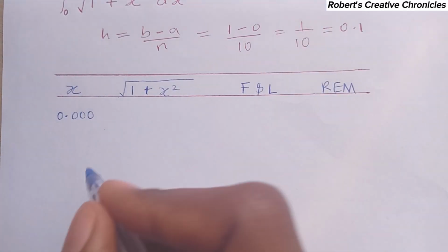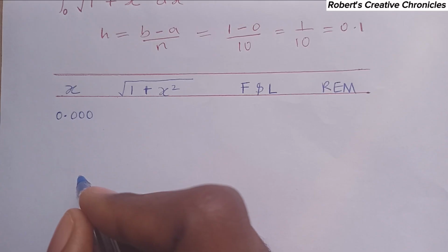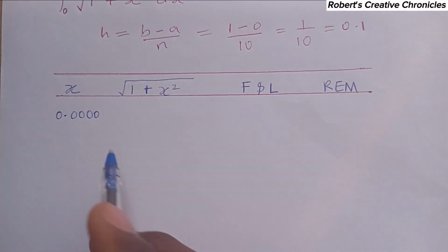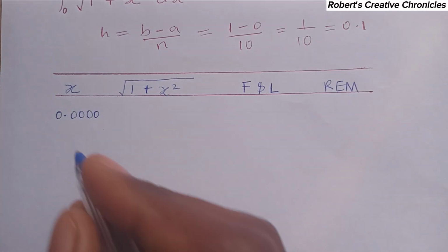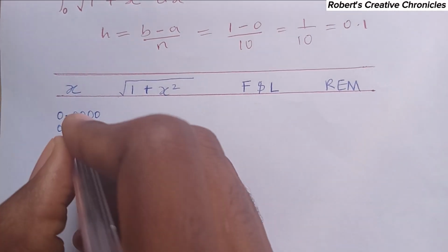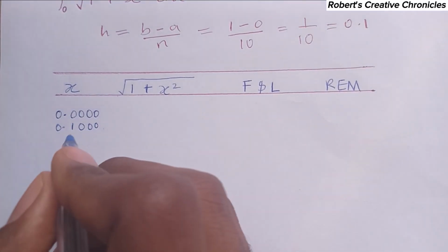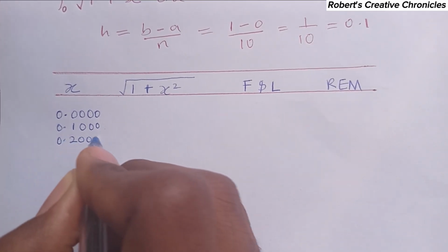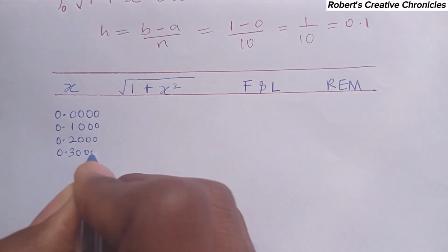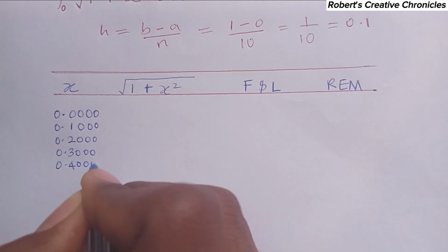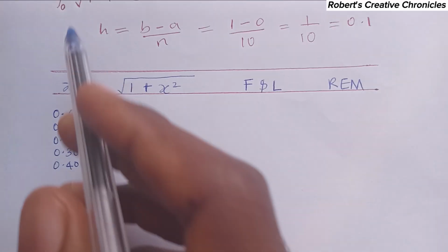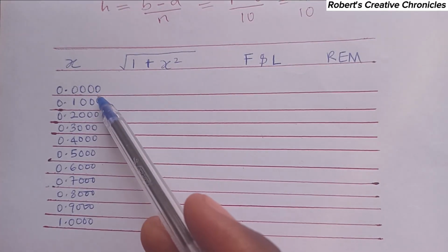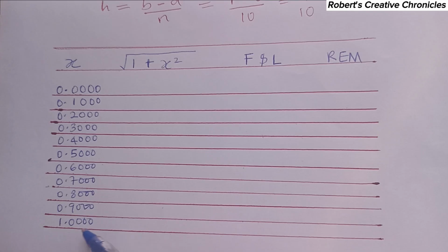You can use 3 or 4 decimal places to represent this, but let's use 4 decimal places. So 0.0000. Now the distance between them is 0.1, so the next one will be 0.1000. The next one also is 0.2000, 0.3000, 0.4000, up to the upper limit, which is 1. So here it is, from 0.0000 to 1.0000.